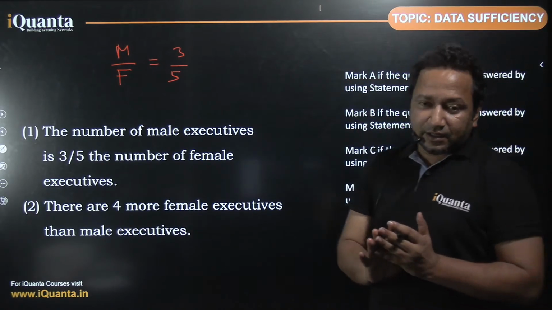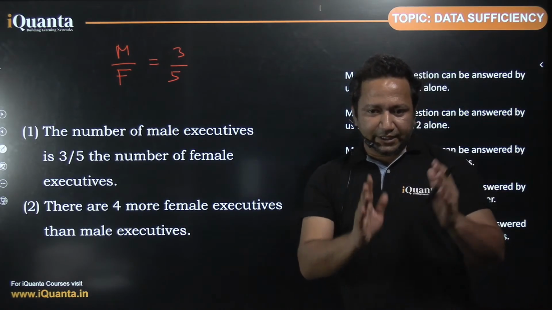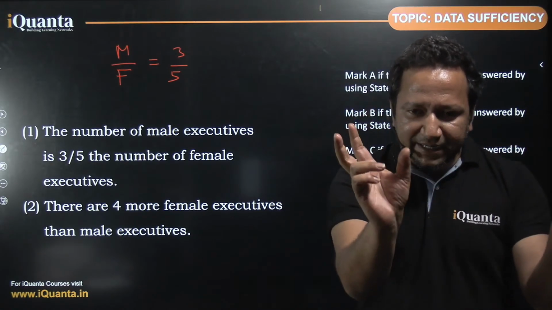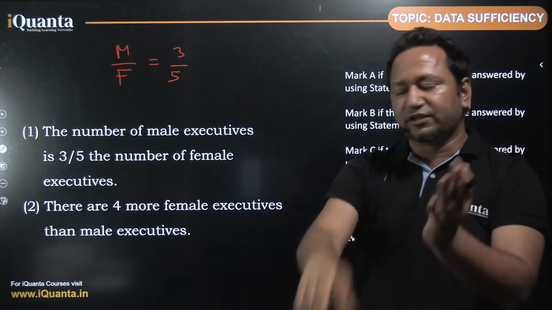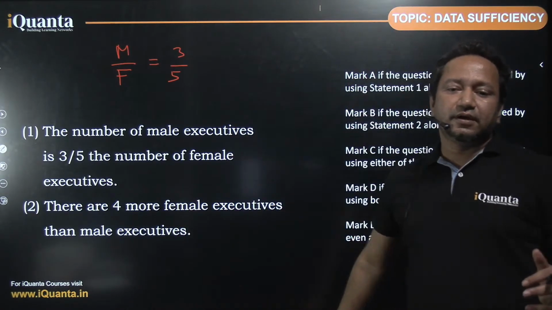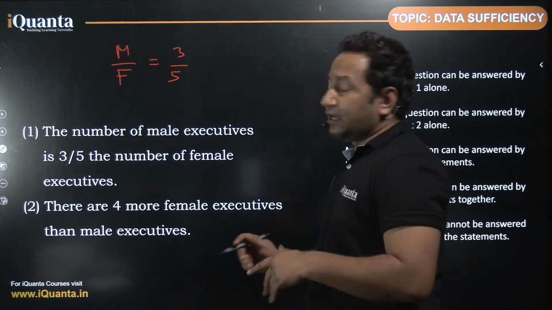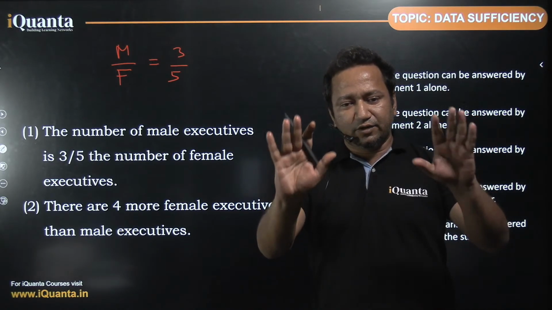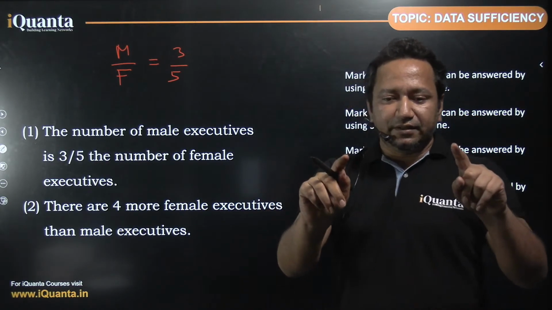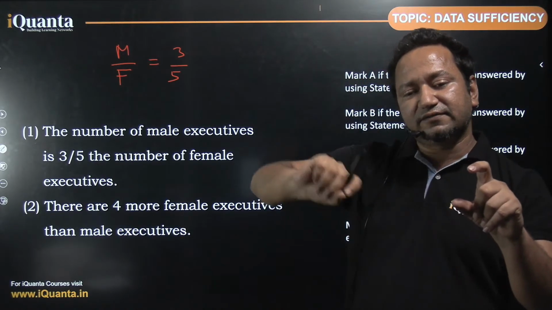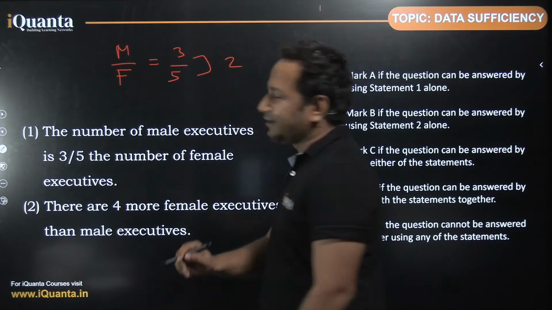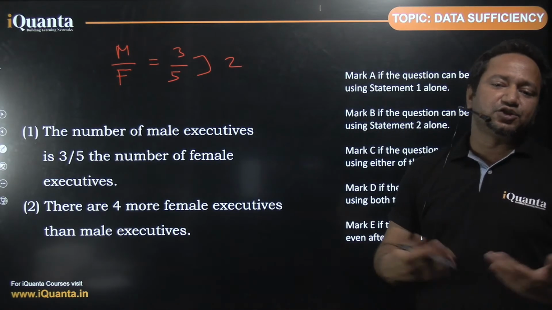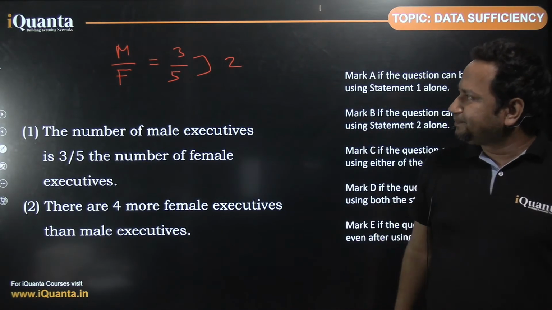All right? So initially, I was talking about males and females independently. Now I'm talking about the entire group of 8, which has 3 males and 5 females. The third way is that in a group of 8, the gap between the number of male executives and female executives will be 2. And this third way is the shortcut to our question.